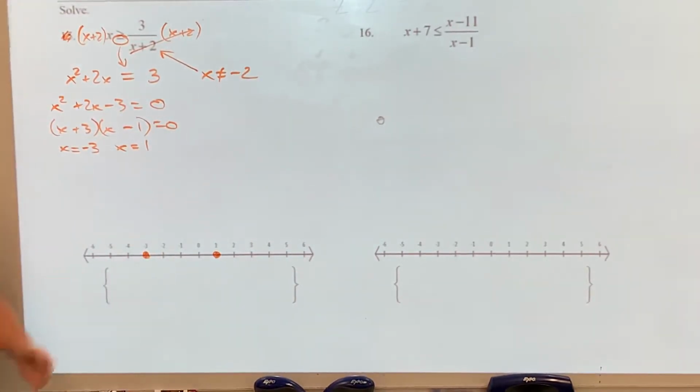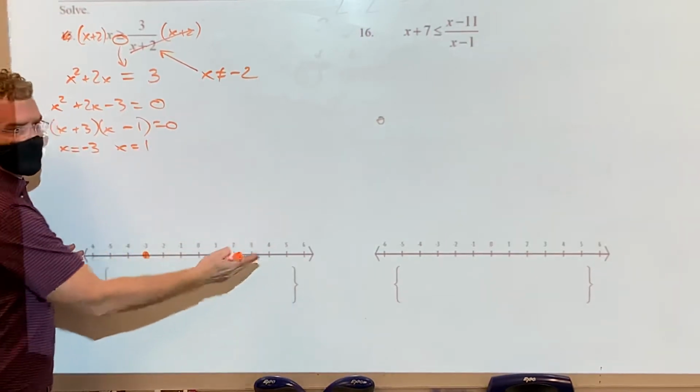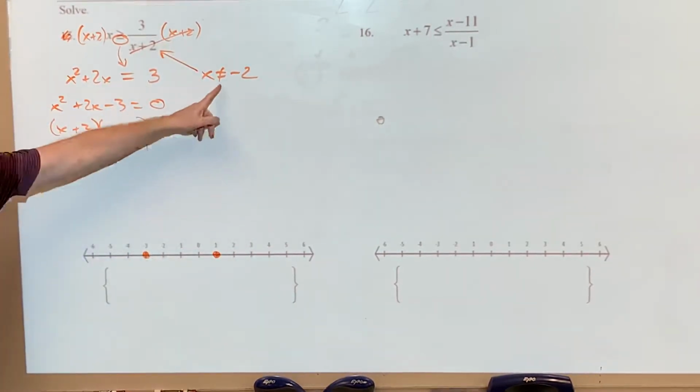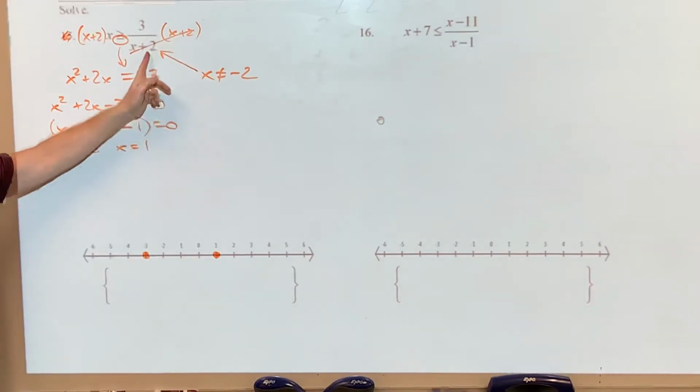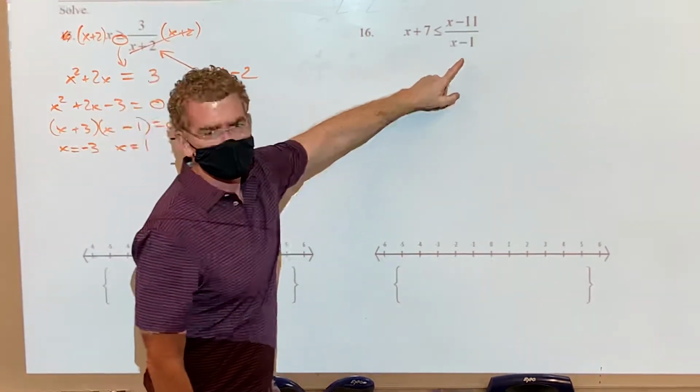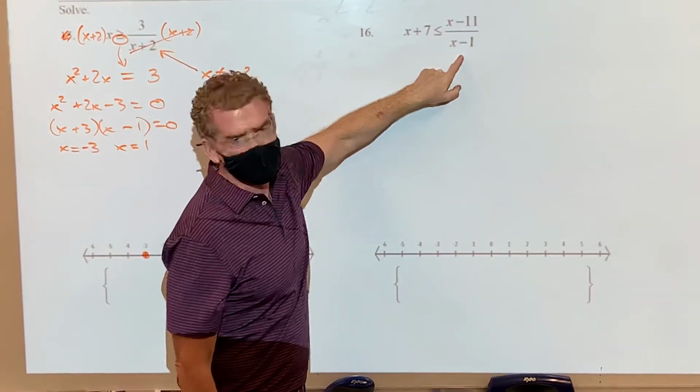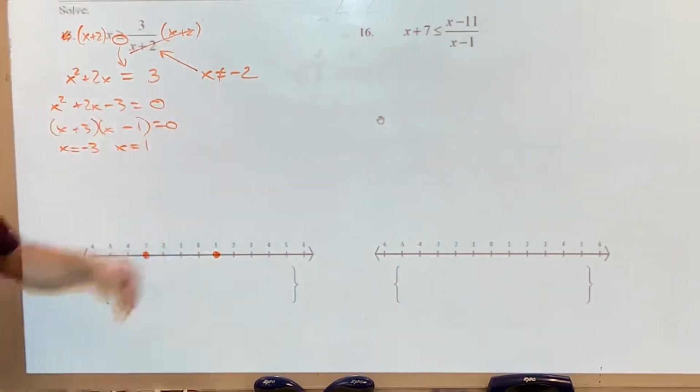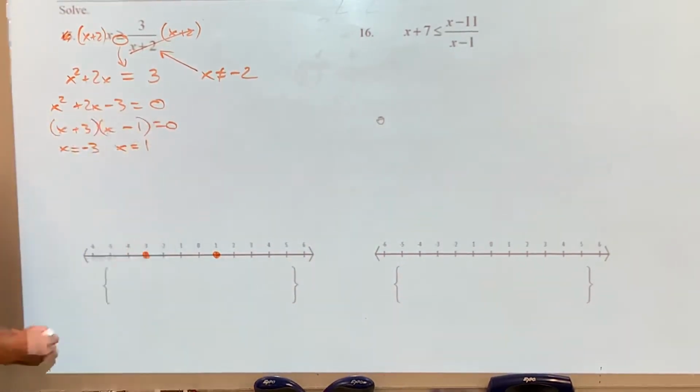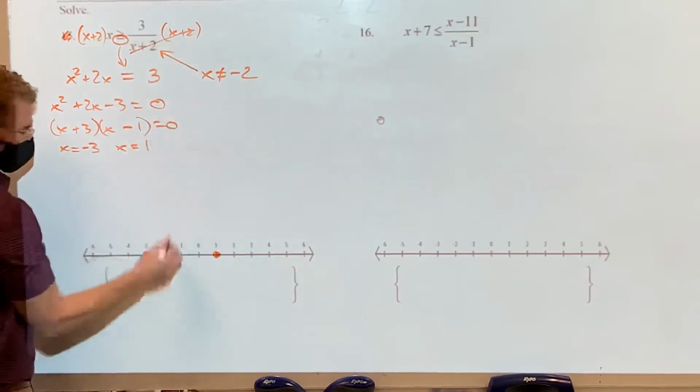Are you with me? Now, it's possible I wouldn't have shaded that, but the problem is I have got to account for that undefined spot. If I'm over here, it can't be negative 2. And I've got to mark those values, regardless of what happens here, as open circles.